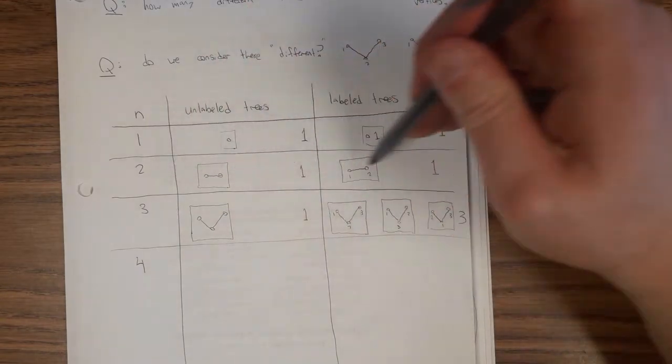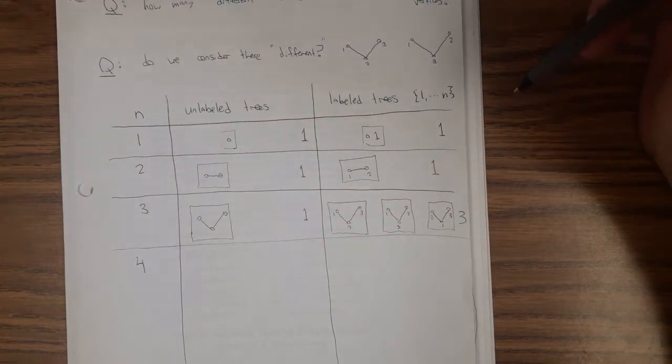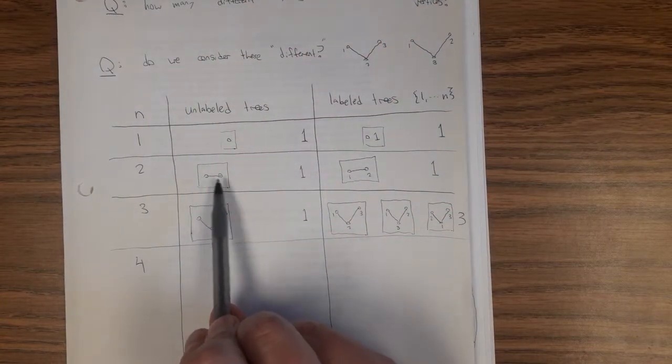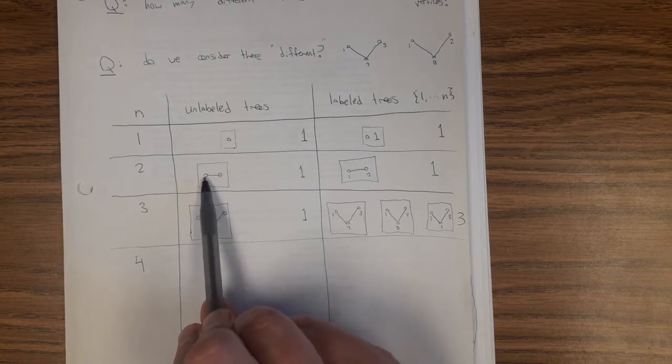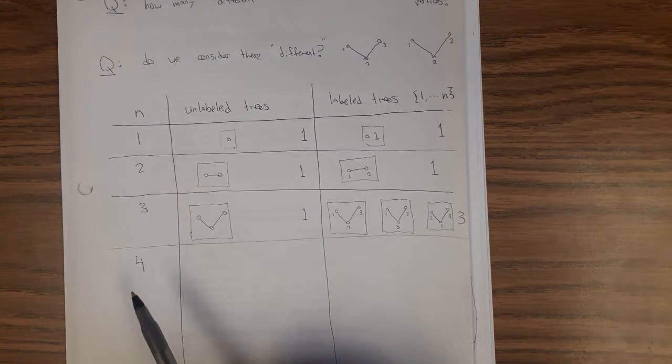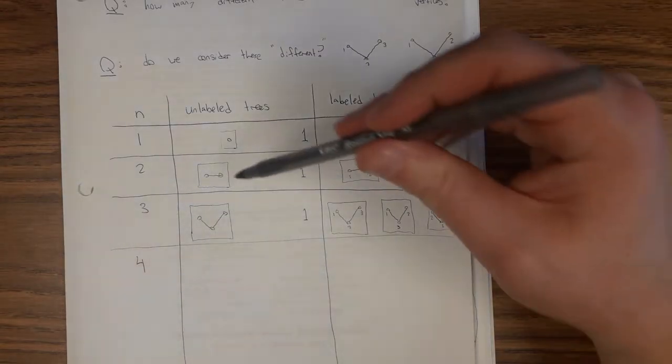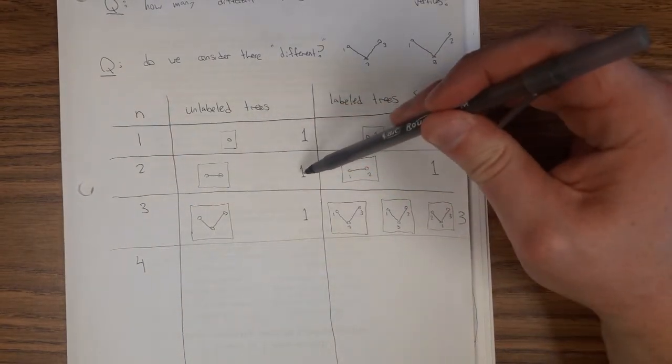Okay, let's do n equals 2, and I have to warn you, things still aren't that interesting when n equals 2. How many unlabeled trees are there? Well, it can really only look this way. You have two vertices and they have to be connected by an edge. It has to look exactly like that, so there's only one possibility.